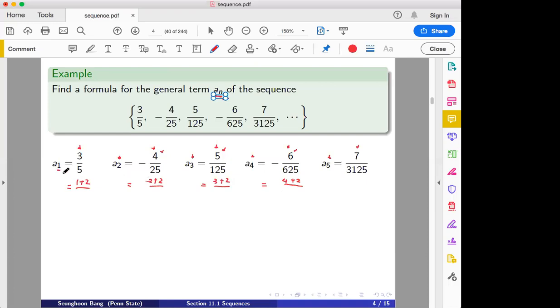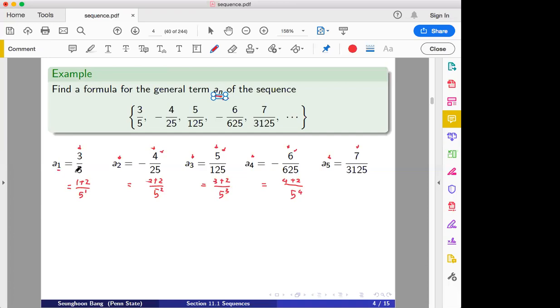The next one: what's the relation between the index and the denominator? The 1 with 5, 2 with 25, 3 with 125, 4 with 625, 5 with 3,125. What's the relation? It's 5 to the power n, you're right. This is exactly 5 to the power of the index: 5 to the power 3, 5 to the power 4, and so on.